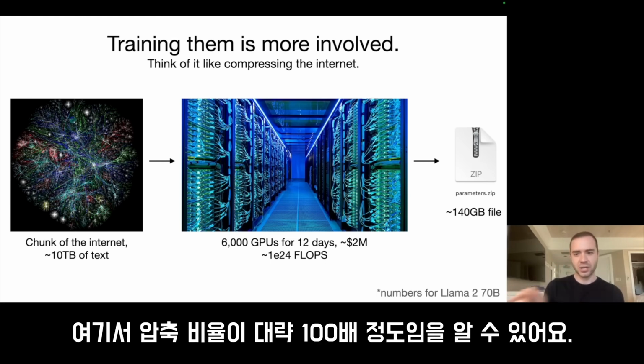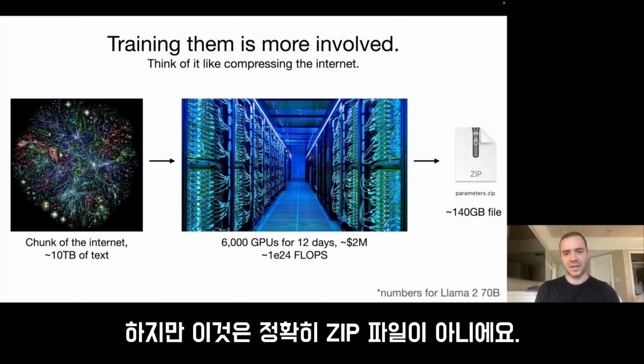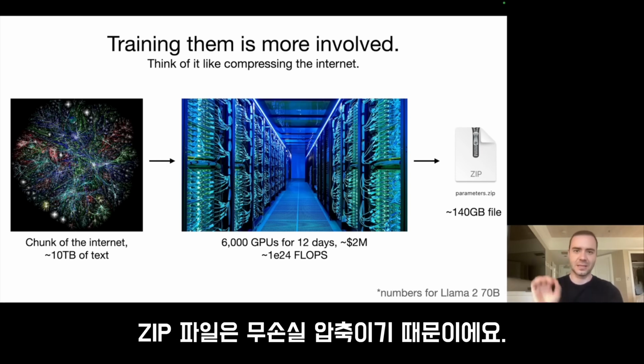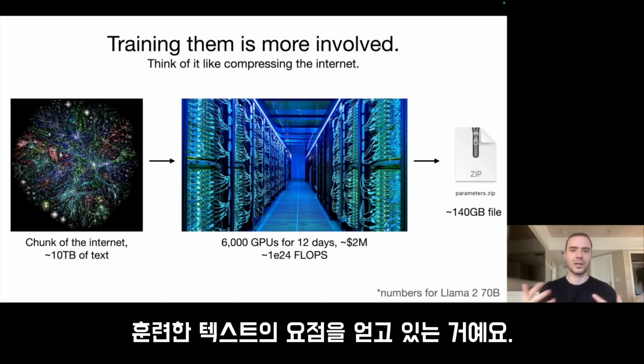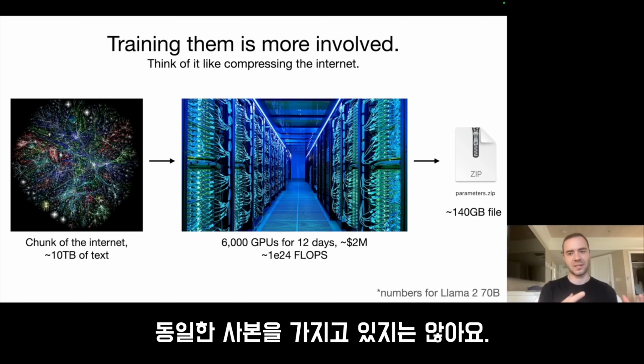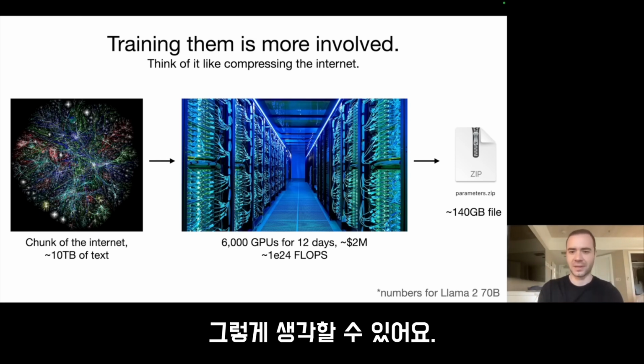So you can see that the compression ratio here is roughly like 100x, roughly speaking. But this is not exactly a zip file, because a zip file is lossless compression. What's happening here is a lossy compression. We're just getting a kind of gestalt of the text that we trained on. We don't have an identical copy of it in these parameters. And so it's kind of like a lossy compression. You can think about it that way.